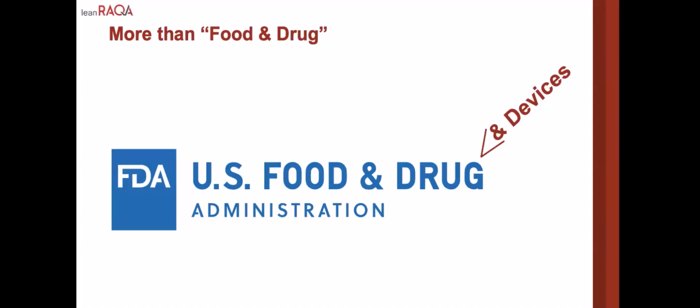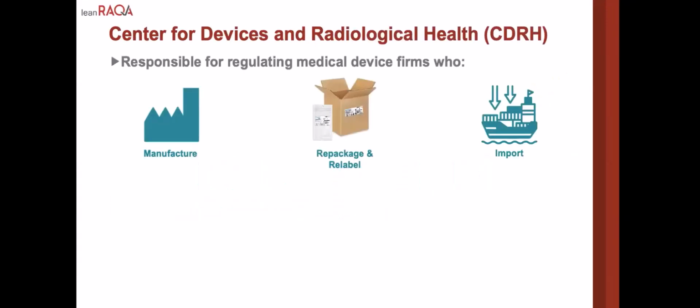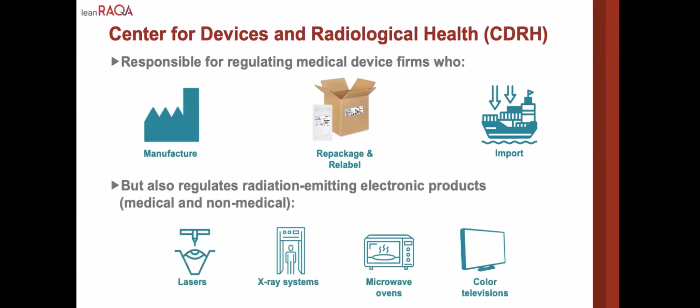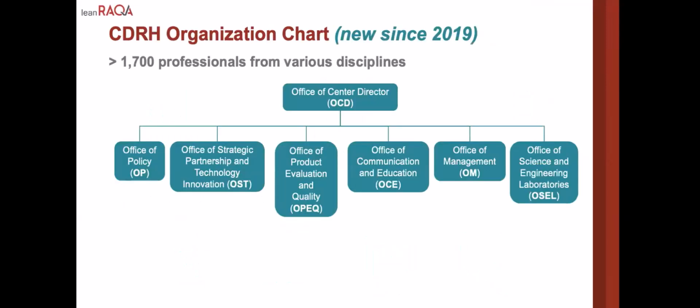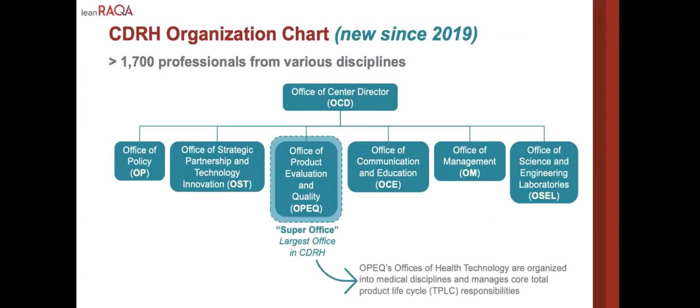The devices can at least seem like an afterthought from the name of the FDA, but the FDA actually regulates all things from the manufacturing, repackaging, relabeling, and import of medical devices. They also do consumer products that are radiation emitting, even things that you wouldn't think the FDA would have involvement in. The FDA has reorganized their company to where now they have one super office, and they did this to ensure more of a total product life cycle approach.